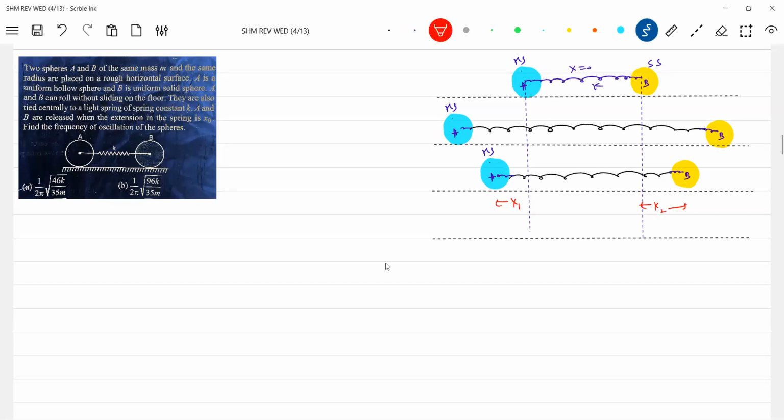Very easy problem. They are released from rest. So now how much spring force will act here? Kx1 or Kx? Let me take it here. How much spring force? Kx.